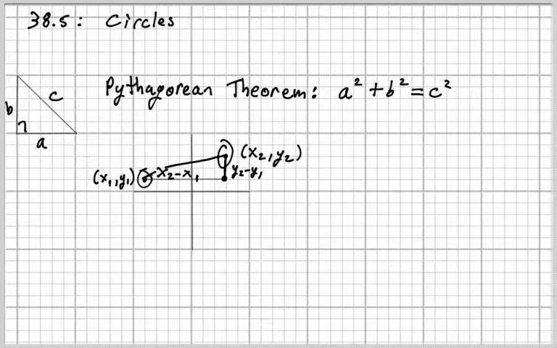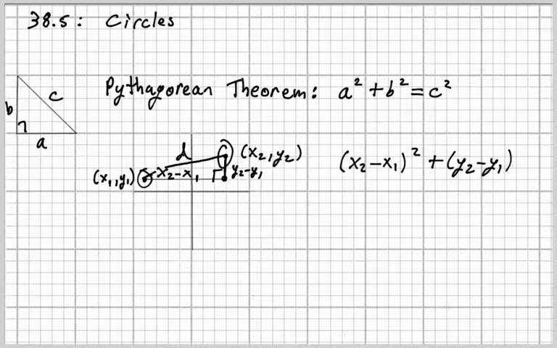Okay, so we do have a right triangle here, and so it's going to be a squared. A is going to be the length of x2 minus x1, so x2 minus x1 squared, plus b, which is going to be y2 minus y1 squared, and that's going to be equal to the distance d squared.